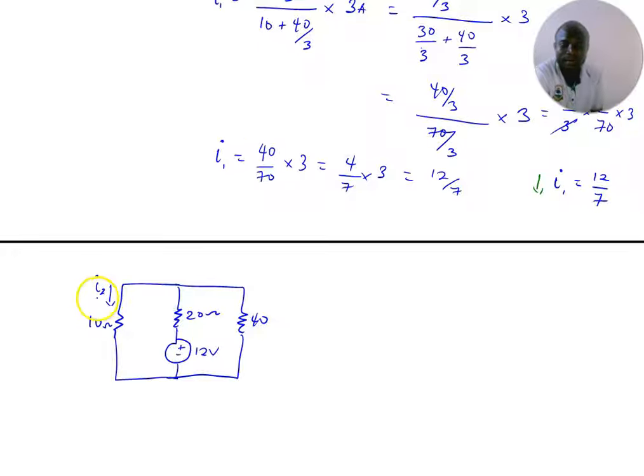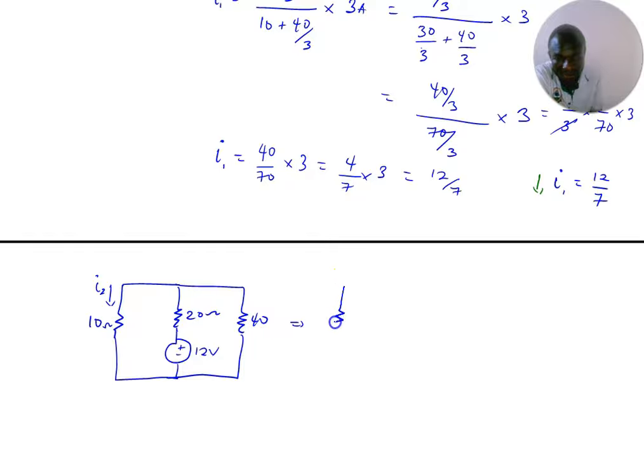Right, this is quite easy. You can use different ways of executing it, but with me, I'll go in for the source transformation, so that I can apply current division. That is one of the easiest. So I'll go in for the source transformation.